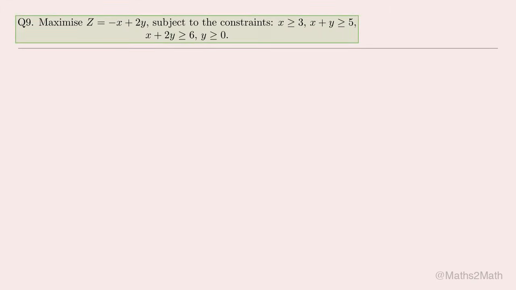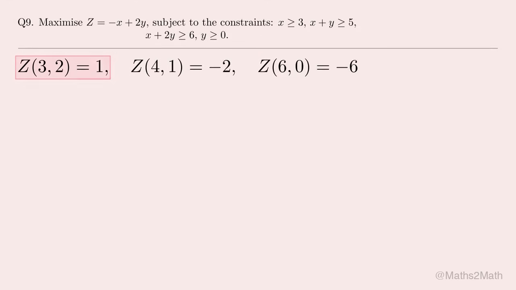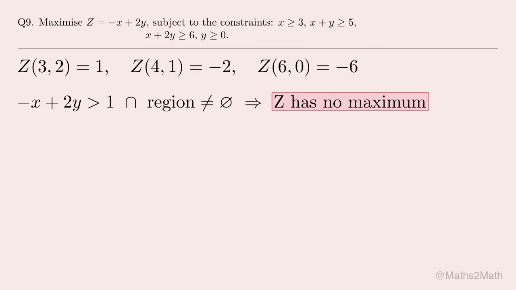Question 9. An unbounded region with no ceiling. The corner values are only half the story here. The corners are (3, 2), (4, 1), and (6, 0), where z is 1, -2, and -6. But the region is unbounded, and the half-plane where -x plus 2y exceeds 1 does meet it, so z grows without bound. There is no maximum.